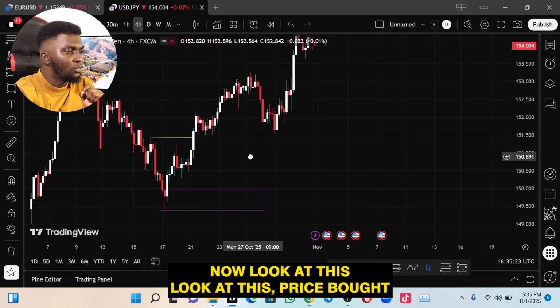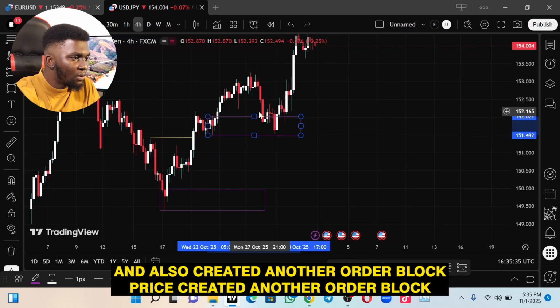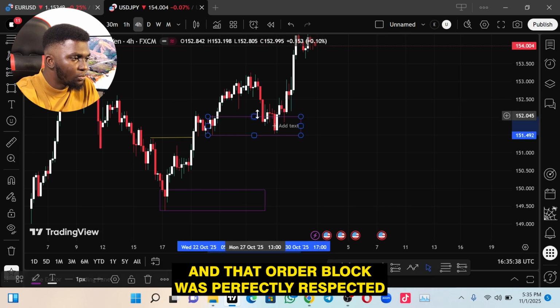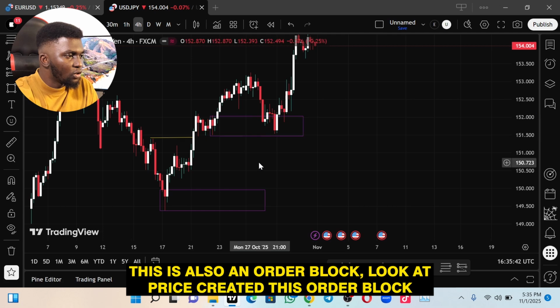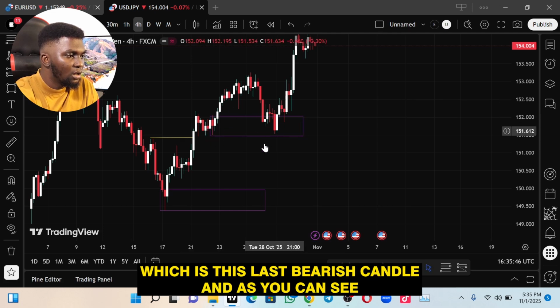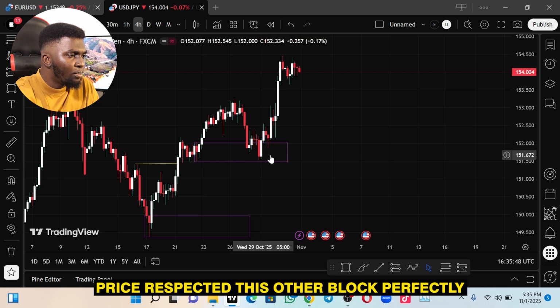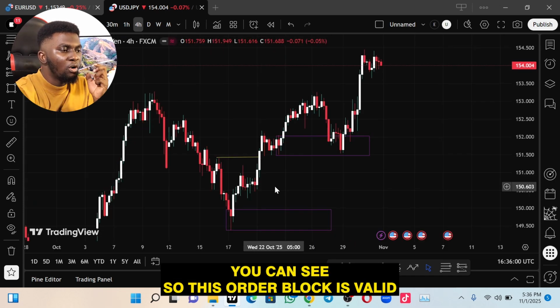Now look at this. Price bought and also created another order block, and that order block was perfectly respected. Look at this. This is also an order block. Price created this order block, which is this last bearish candle, and as you can see, price respected this order block perfectly, and then there was a break of structure. You can see. So this order block is valid.